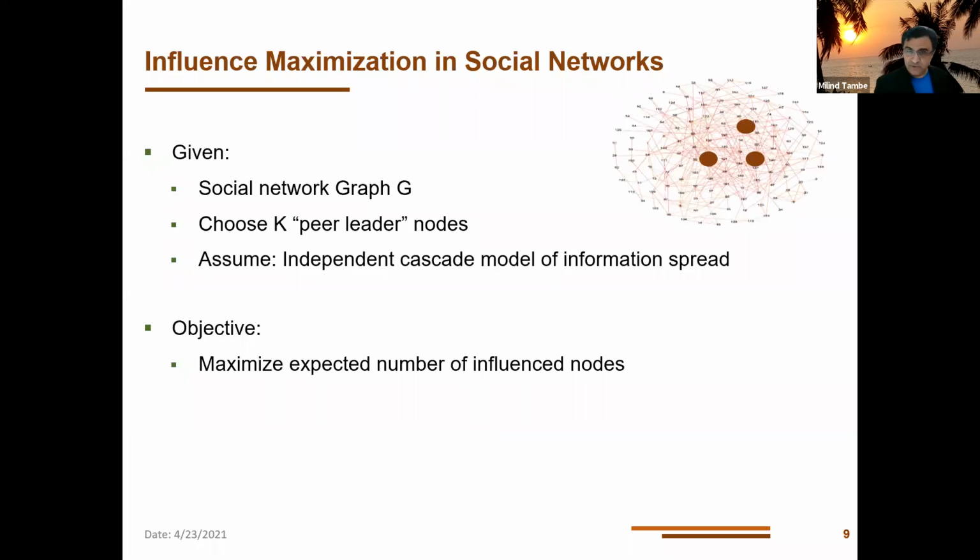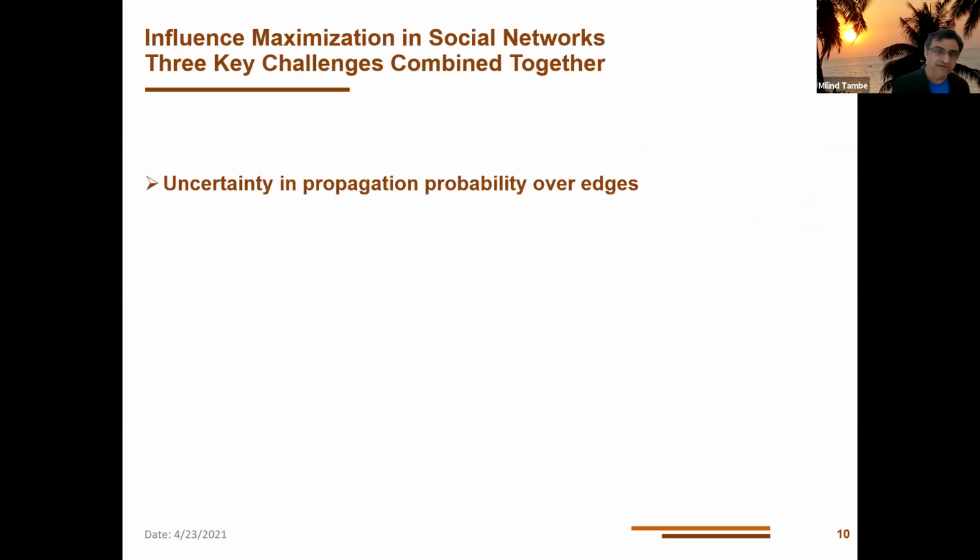This is the classic problem of influence maximization in computer science. You're given some social network graph. You have to choose k peer leader nodes in order to maximize the expected number of influenced nodes, the expected number of youth who get educated about HIV prevention. Now, information is assumed to spread in this independent cascade model. So youth A, with some probability, will talk to youth B, who will talk to their friend, youth C, with some probability, and information will cascade in this network. So that's the assumption.